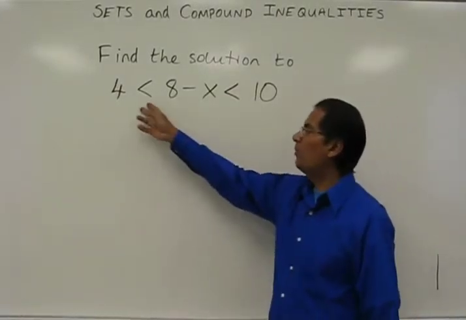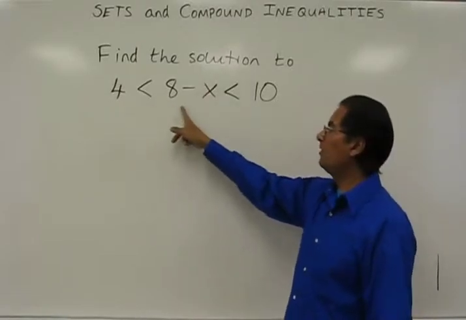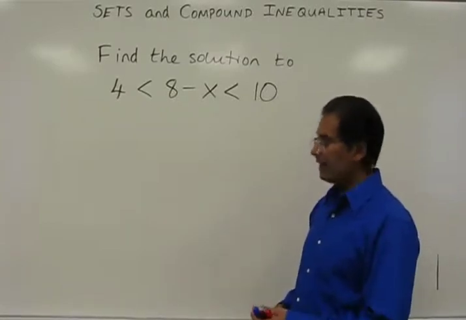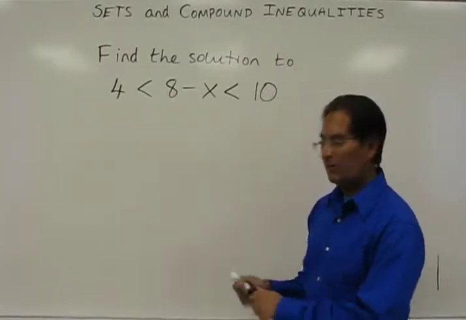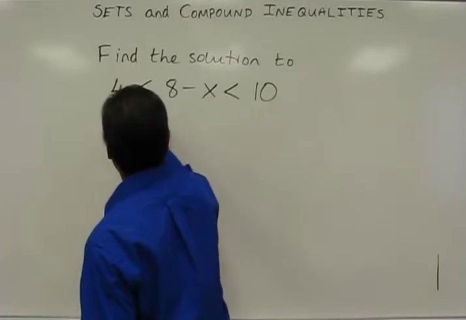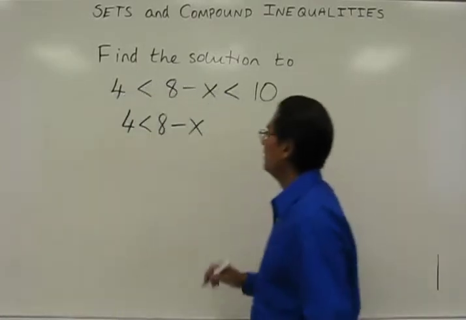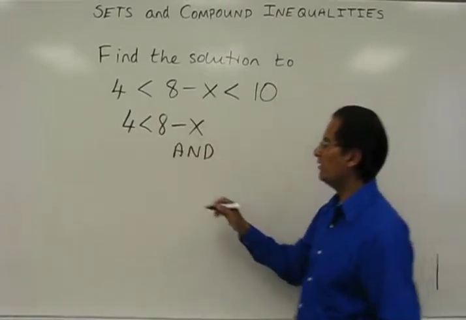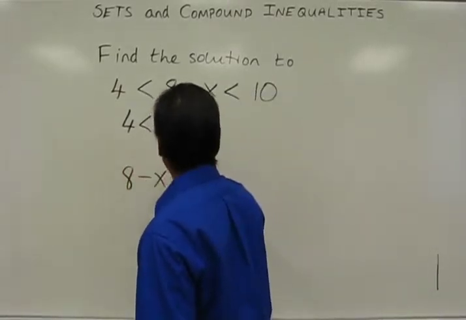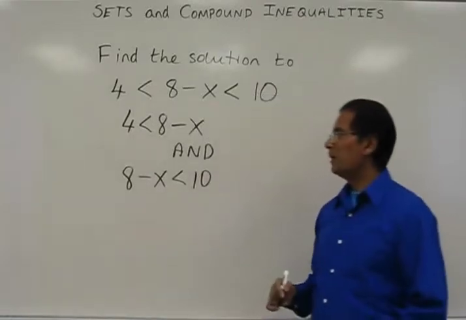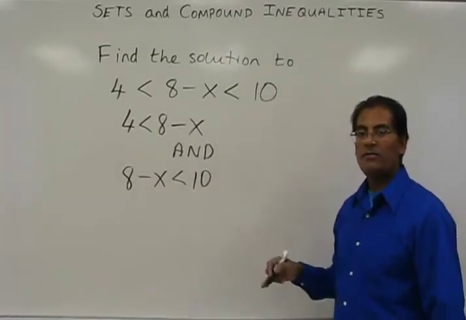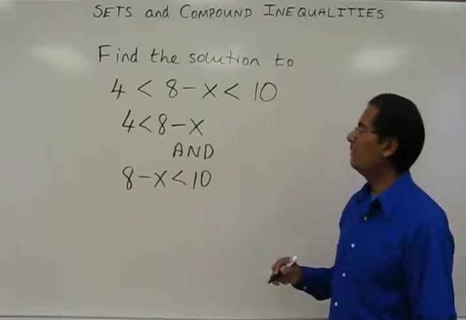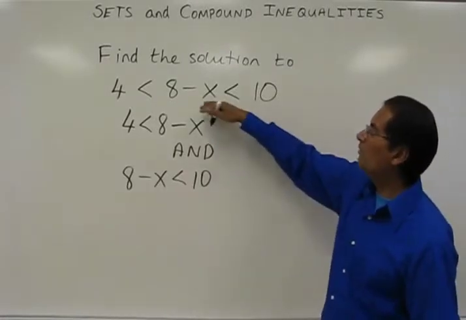Sometimes you're given an inequality without any words. Here's one that says find a solution to 4 less than 8 minus x less than 10. Essentially, we actually have two inequalities here. What do we have? We have 4 less than 8 minus x, and we also have 8 minus x less than 10. And so we would want to solve these each for x and find the solution, the intersection, if there is one.